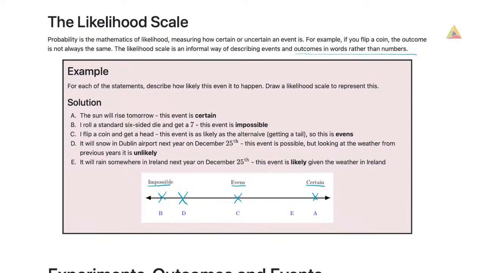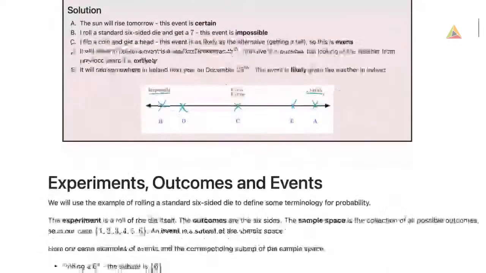E, it will rain somewhere in Ireland next year on December 25th. Now this event is likely given the weather in Ireland. So likely but not guaranteed, we put it closer to certain. So that's event E. So that's the likelihood scale, and it's a way of representing the probability of a certain event happening in words rather than numbers.